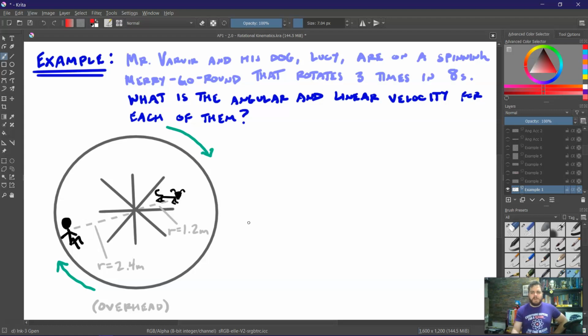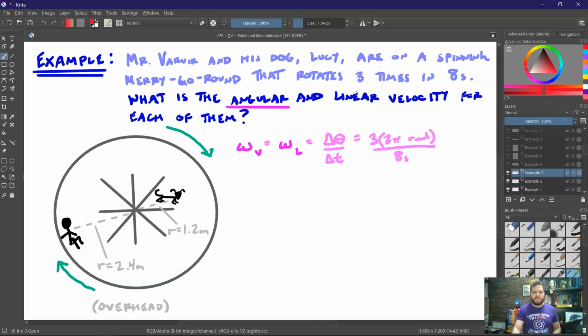Well, let's start with the angular velocity. The angular velocity is going to be the same for both of us, because the entire object has the same angular velocity. It's all rotating at the same rate. So I'm going to say omega of myself and omega of Lucy, they're the same thing, is equal to delta theta over delta t.